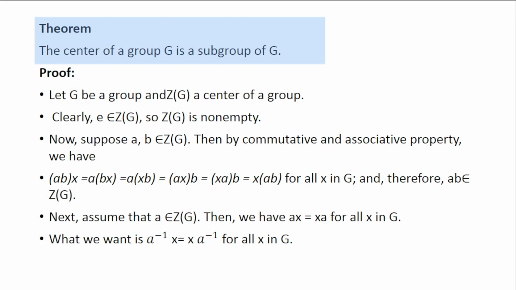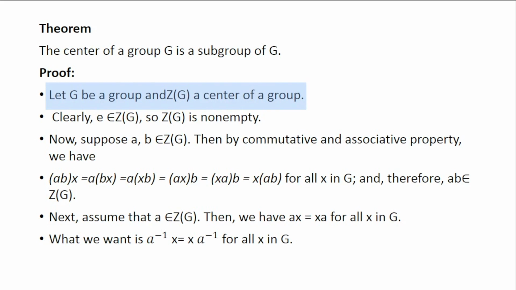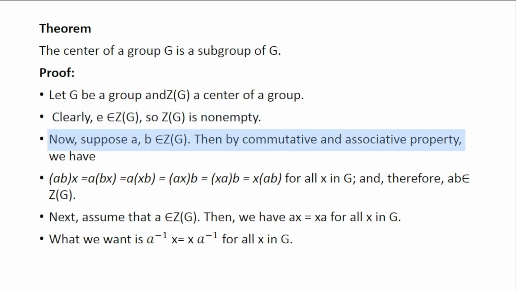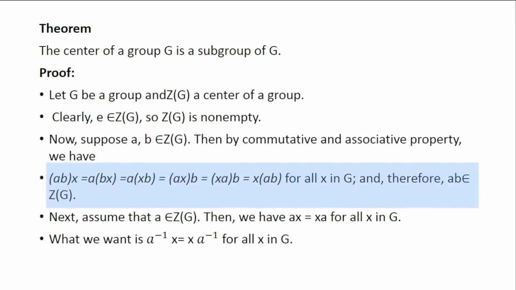Next, we are going to prove the center is a subgroup. Theorem: the center of a group G is a subgroup of G. We can prove it here. Let G be a group and Z of G be the center of the group. Clearly, E is an element of Z of G, so Z of G is non-empty. Now, suppose A, B are elements of Z of G. Then by the commutative and associative properties, we have AB into X is equivalent to A into BX, which is equivalent to A into XB, which is equivalent to AX into B, which is equivalent to XA into B, which is equivalent to X into AB for all X in G, and therefore AB is an element of Z of G.